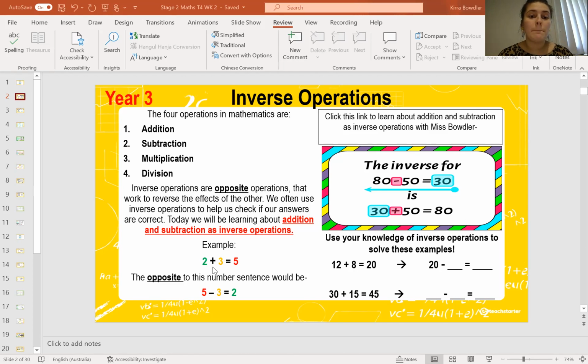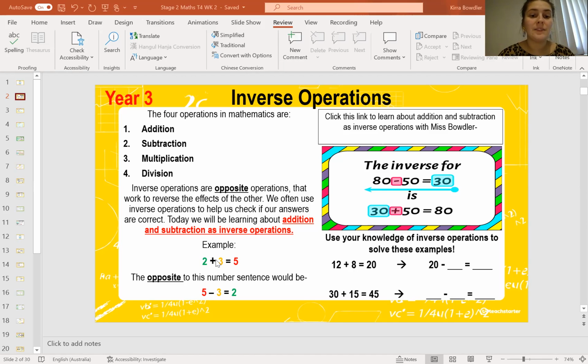It says 2 plus 3 equals 5. The opposite to this number sentence would be 5 take away 3 equals 2. Now you will notice, because I've color coordinated it for you, that we have used the same numbers, but we have made the opposite number sentence.